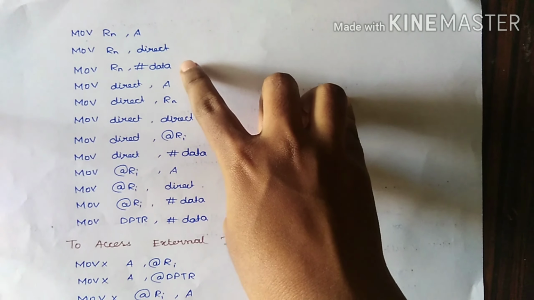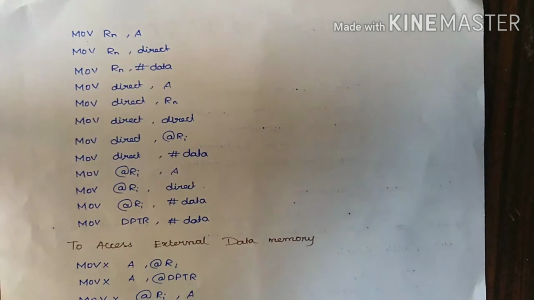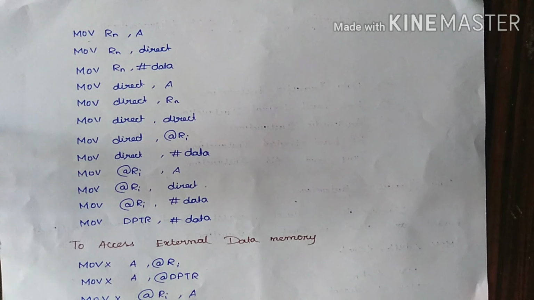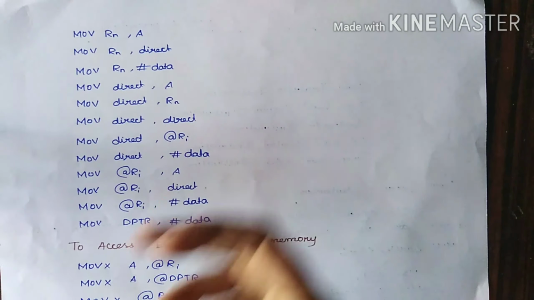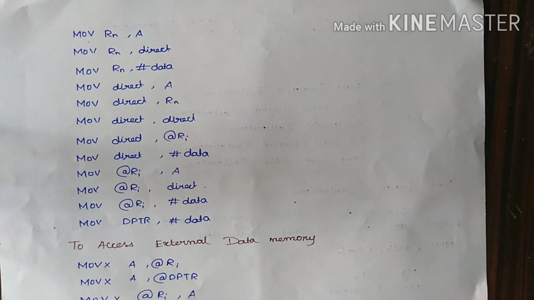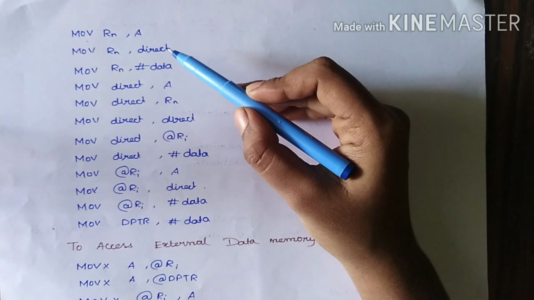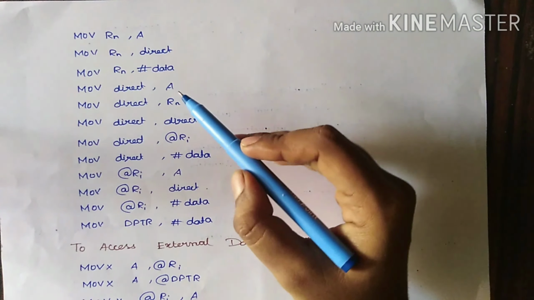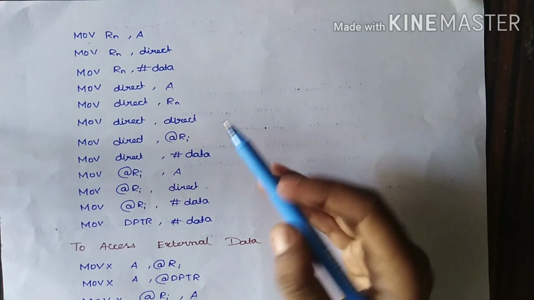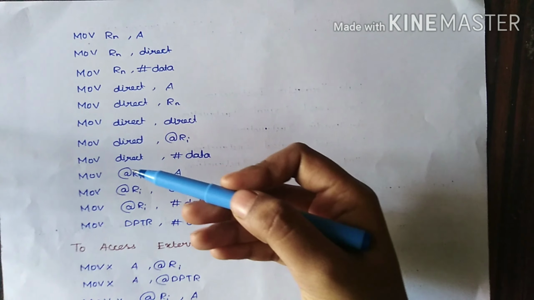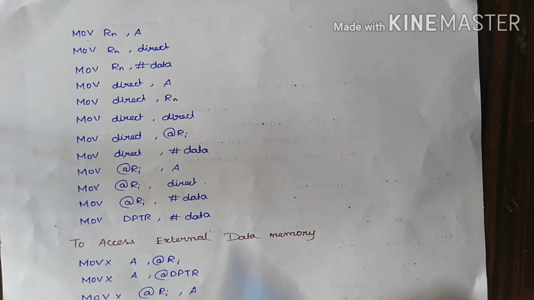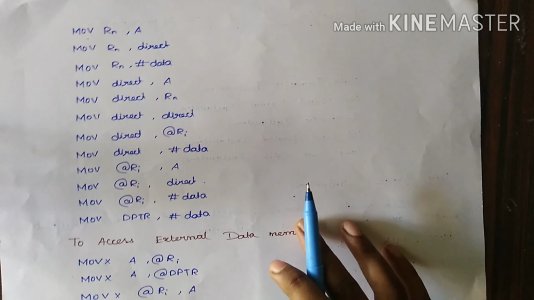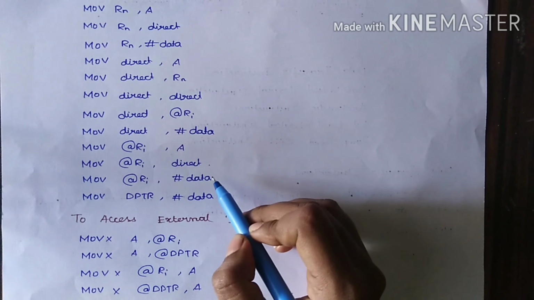MOV Rn, direct, MOV Rn, #data. Here we have used the register as the destination. So the data from the accumulator will be copied to the register, the data given in the direct address will be copied to the register, and here the immediate data will be copied to the register. And in the next 5 instructions we have used the direct address as the destination. So the data from these sources will be copied to these direct addresses, and these instructions are of indirect type.